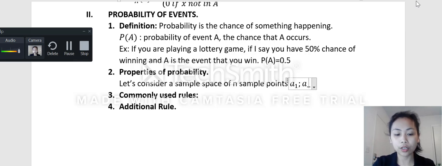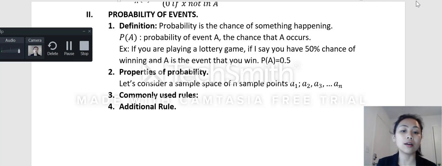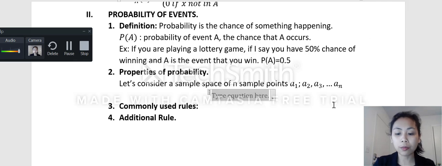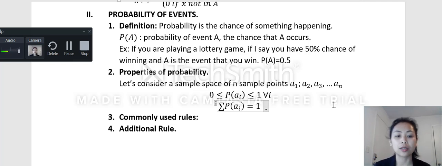A1, A2, A3 to AN. So remember, each sample point can also be an event. So we have two probability properties here. We have 0 less than or equal to probability of AI, and less than or equal to 1, for all I. And the sum of probability of all of these events should be equal to 1. Those are the two properties of probability.